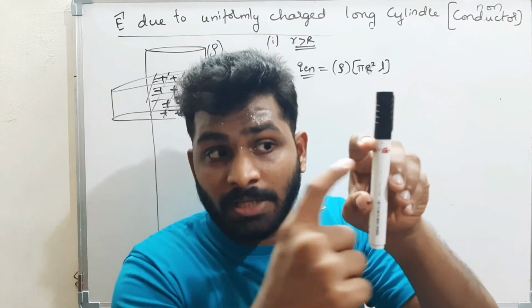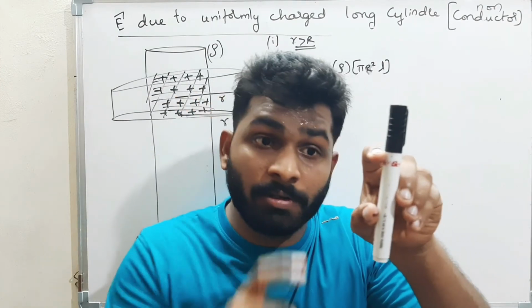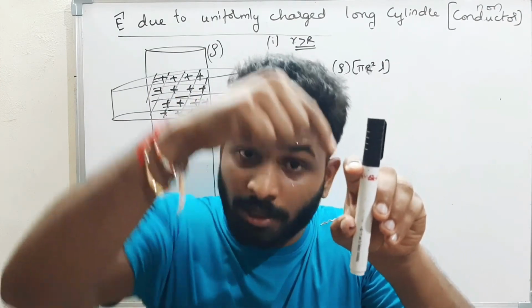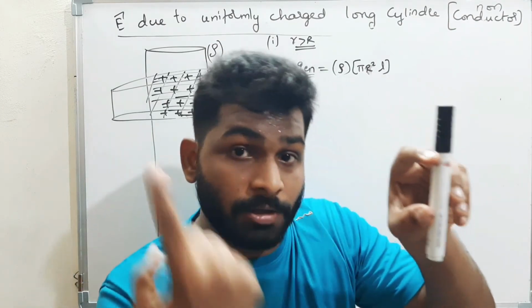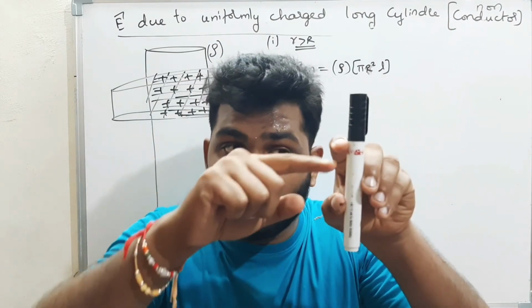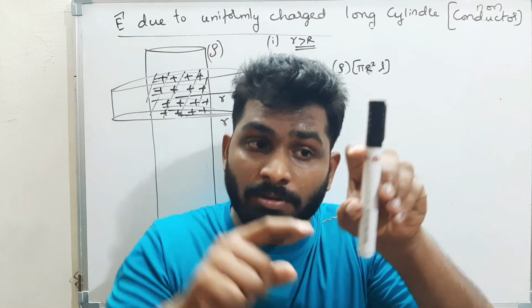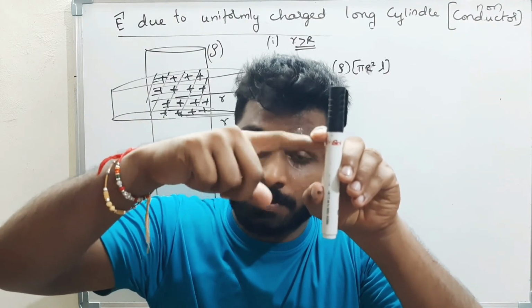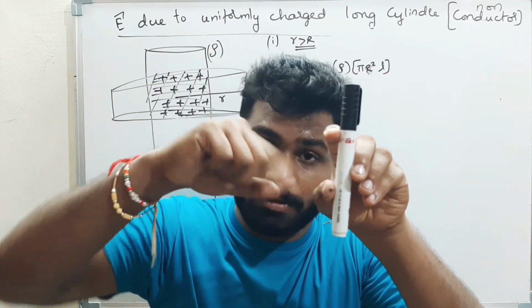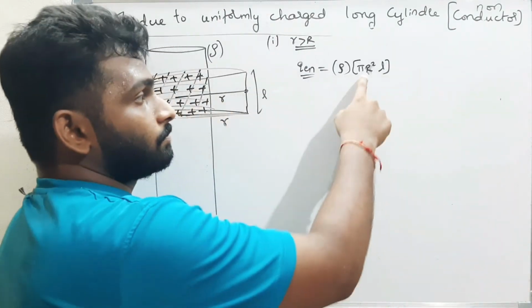If it is a conductor, the charge will be only on the surface, so I took a sigma. But this is a non-conductor. That means the charge will be present inside the body also. That means the charge is spread throughout the whole volume. Therefore, what is the volume present inside this Gaussian surface? What is the volume of this cylinder? Simply pi r square into length. Therefore, I got the volume.